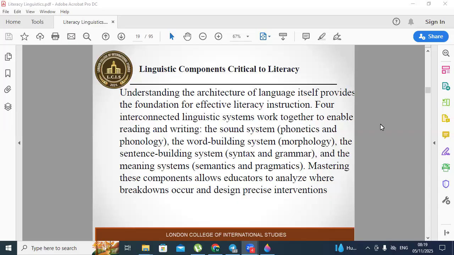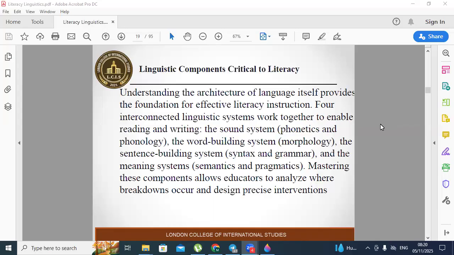We now transition to chapter 3, where we will explore the linguistic components critical to literacy. Understanding the architecture of language itself provides the foundation for effective literacy instruction. Language is an incredibly complex system, but we can break it down into four interconnected systems that work together to enable reading and writing. These are the sound system, the word building system, the sentence building system, and the meaning systems.